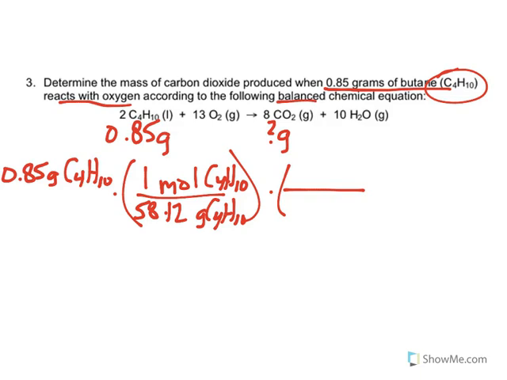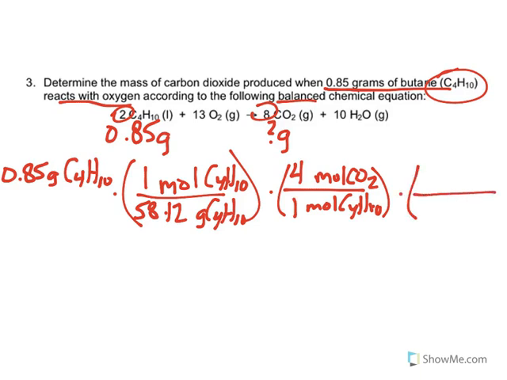Now on to the mole ratios. I don't want moles of C4H10, so I'll go to the bottom. I'm looking for moles of CO2, and the coefficients here are an 8 to 2 ratio, so you can either put an 8 over 2, or like the previous problem, you can reduce that down to 4 over 1. And last, let's get rid of the moles of CO2. We're going to go to grams of CO2.